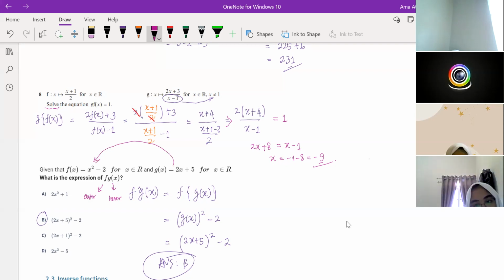Because it is inner, we are inserting g of x into f of x, and therefore we are changing x here with g of x. Because this is x squared, it becomes g of x squared, and g of x is 2x plus 5, and therefore it will be the square of 2x plus 5 minus 2. Yeah, because it is minus 2. Right. Can you give me your thumbs up if you understand?